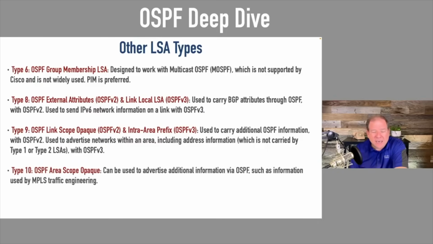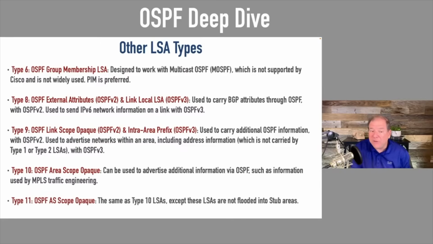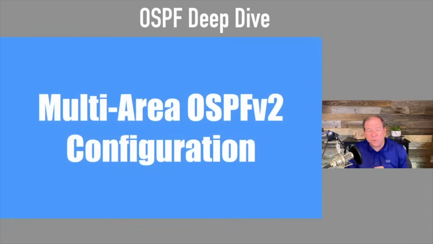Now, type 10 LSAs, you're typically going to see these with multi-protocol label switching and service provider environments because they can advertise some information that can be used for traffic engineering. And there is a type 11, and it's just like a type 10. It's used for multi-protocol label switching. The only difference is you don't send a type 11 LSA into a stub area. It's just kind of like you don't send a type 5 LSA into a stub area. Same thing with type 11. So again, just some extra information for completion's sake.